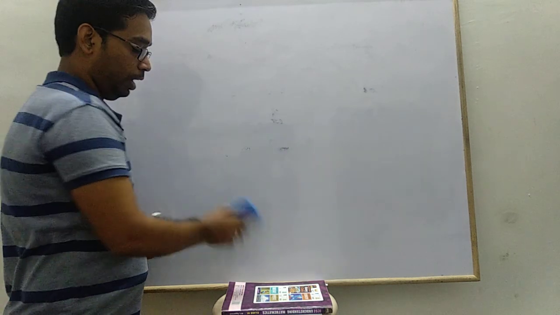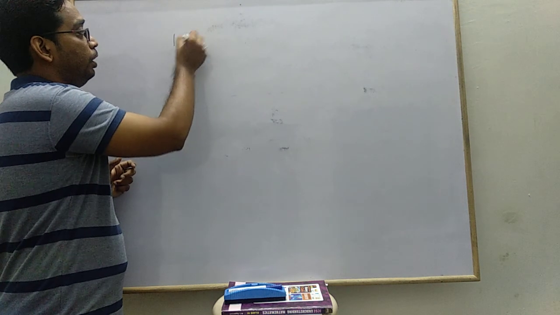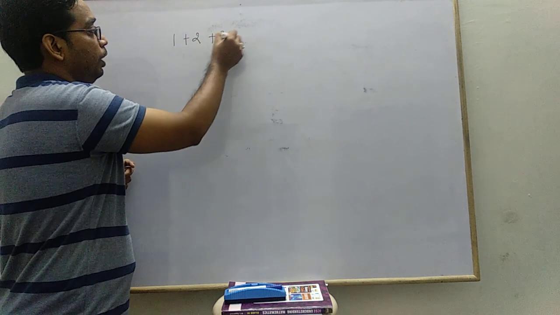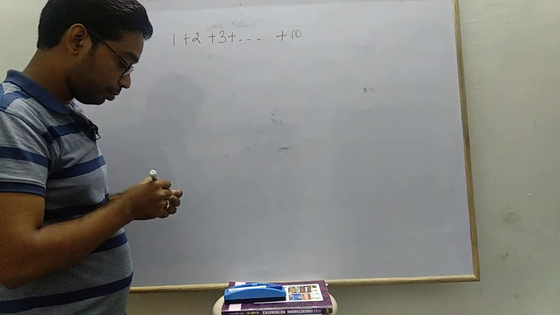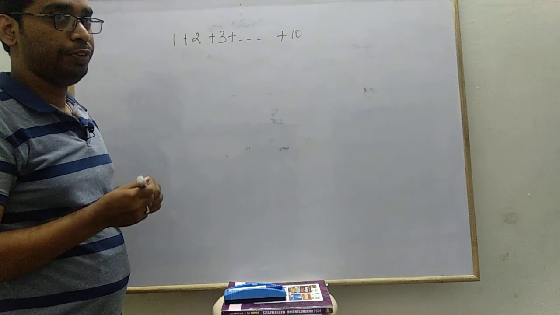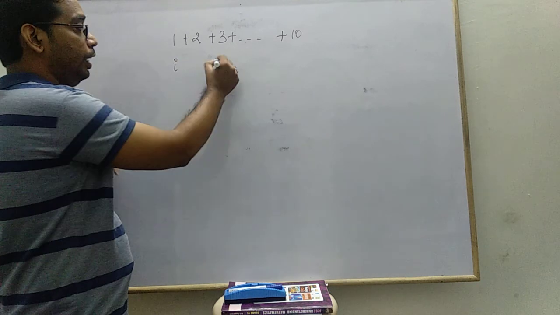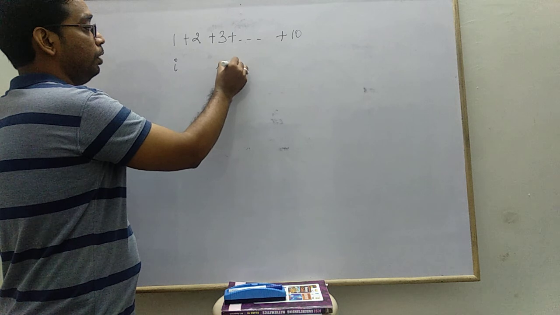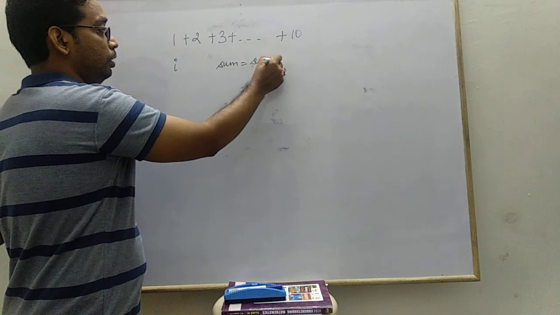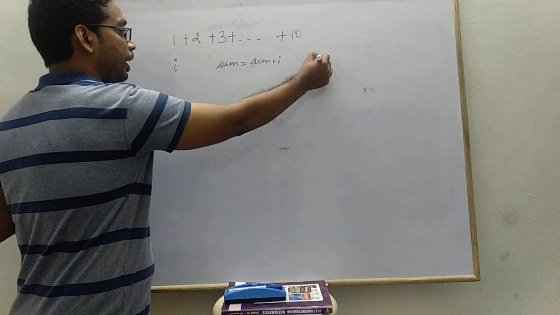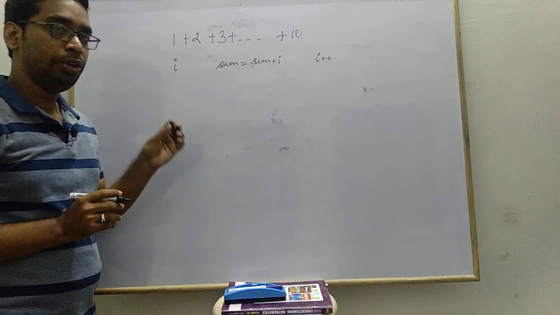So first of all, I'm going to write the series here: 1 plus 2 plus 3 up to 10. Now, how many variables would we use? I. Then sum equals sum plus I, and I plus plus. This is the process we used to do.